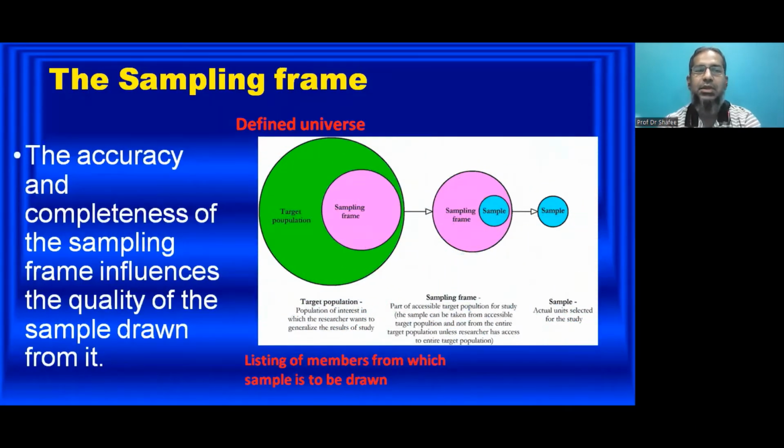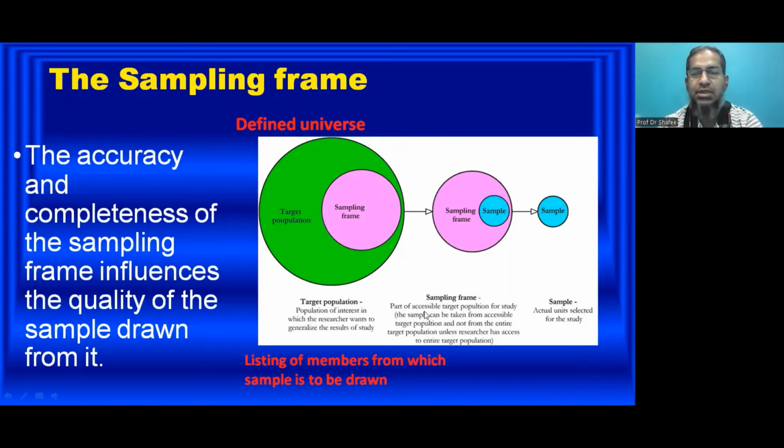What is a sampling frame? The accuracy and completeness of the sampling frame influences the quality of the sample drawn from it. So the sampling frame is very important when you are going to select a sample from the population. We need to define the target population for performing any study. So what is the target population? It is the population of interest to which the researcher wants to generalize the results of the study. A whole universe, you can say, is the population, like the population of India or the population of Maharashtra.